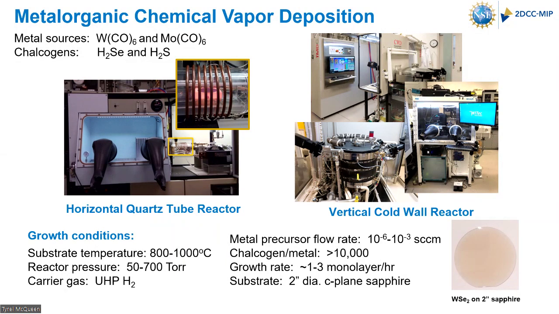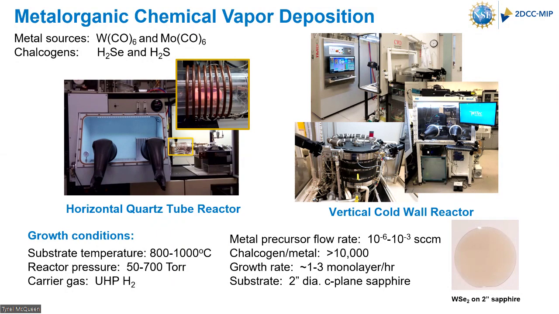These are photos of 2 of the systems that we have in the 2D Crystal Consortium facility at Penn State. As I mentioned, these are cold wall reactors, right? For the sources, we use metal hexacarbonyls shown here, and we use hydride, hydrogen selenide and hydrogen sulfide for the chalcogens. The downside is they're toxic gases, so you have to have the infrastructure to be able to handle them. But we've been doing nitrides and arsenides in that lab, so we had all that infrastructure, so it wasn't as much of a problem.